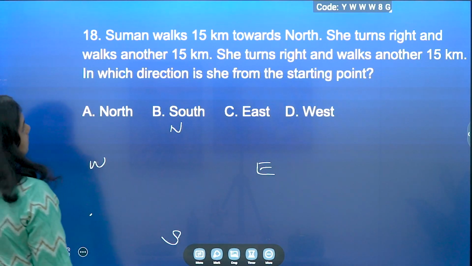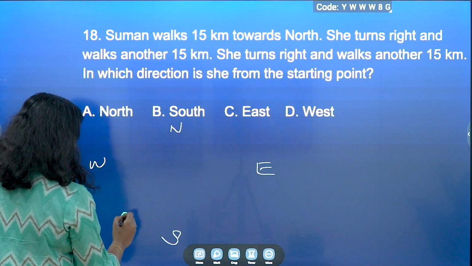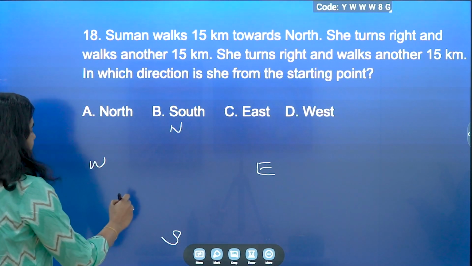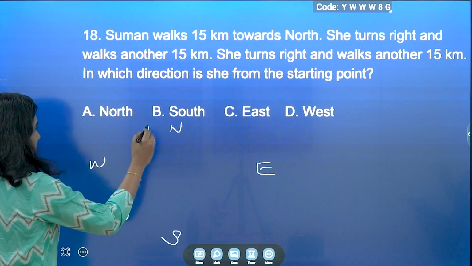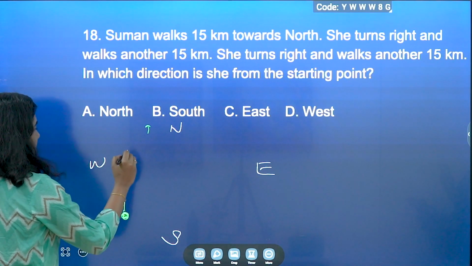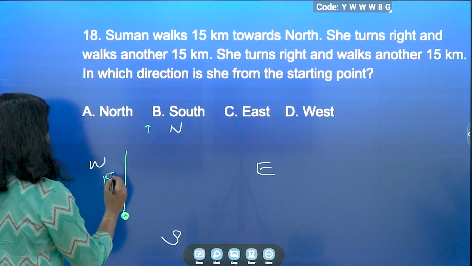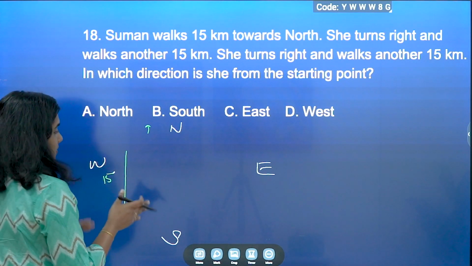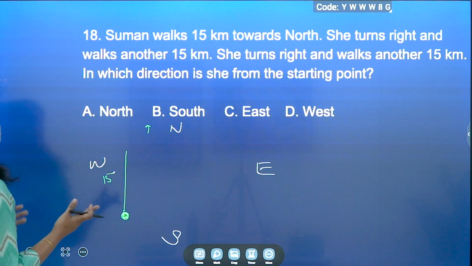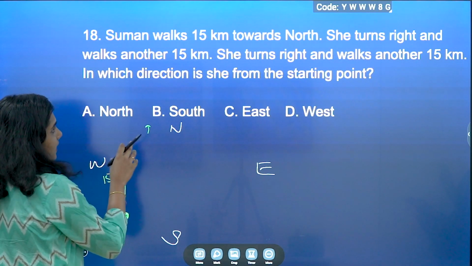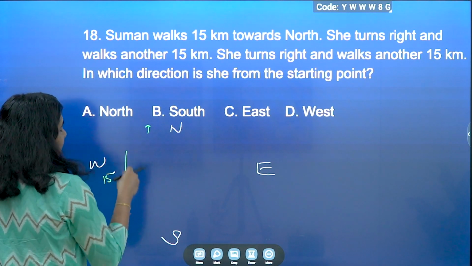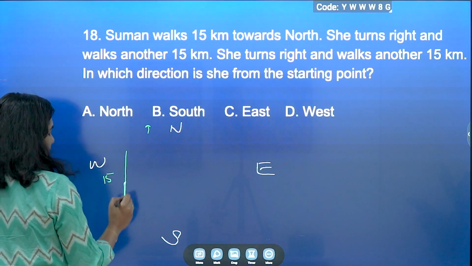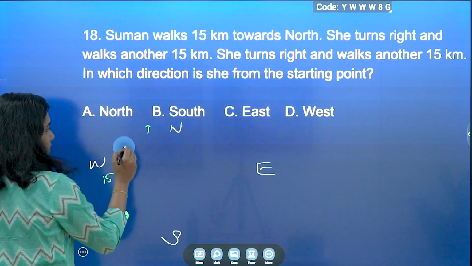Now let's say Suman started from here. This is the starting point. Now she is moving 15 kilometers towards north, and we know that north is in this direction. Now she turns right. Whenever we are doing a direction question, you have to place yourself in that person's place. You have to feel like you are walking. So you walked north, so you are standing here.